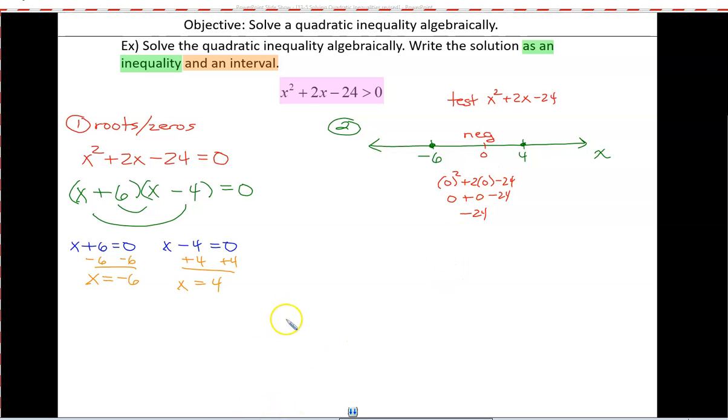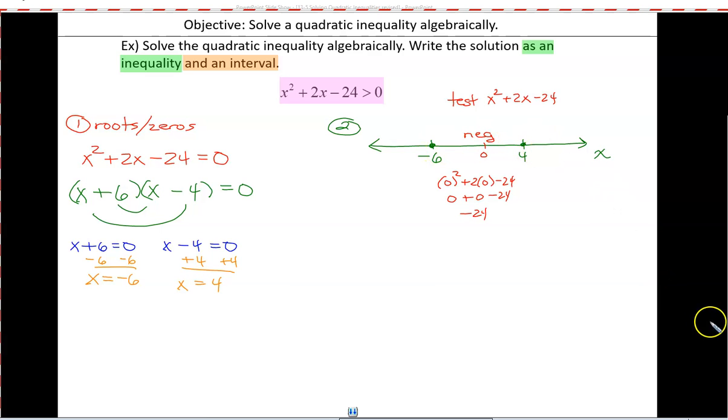Now here's a nice trick that we can use, because we could pick a number over here like -7, -8 and do the math again, and pick a number over here like 5 or 6 or 7 and do the math again, but those numbers are not as nice to work with as 0. So here's a nice trick that we can use.